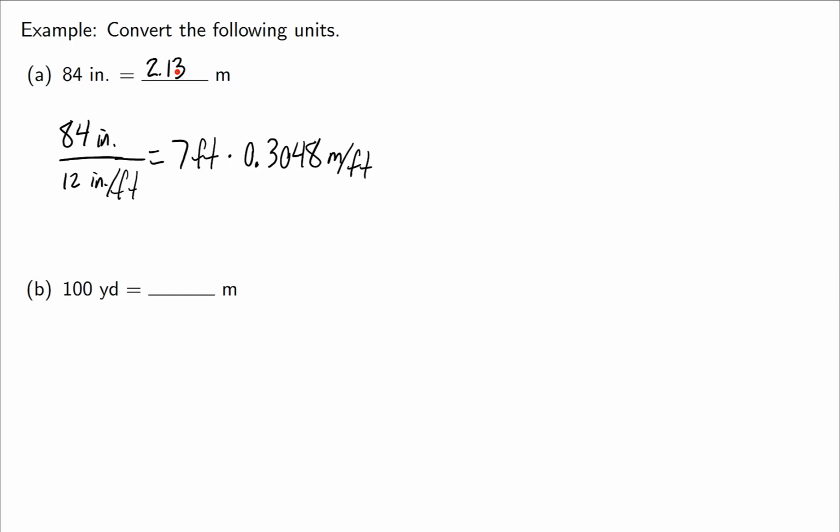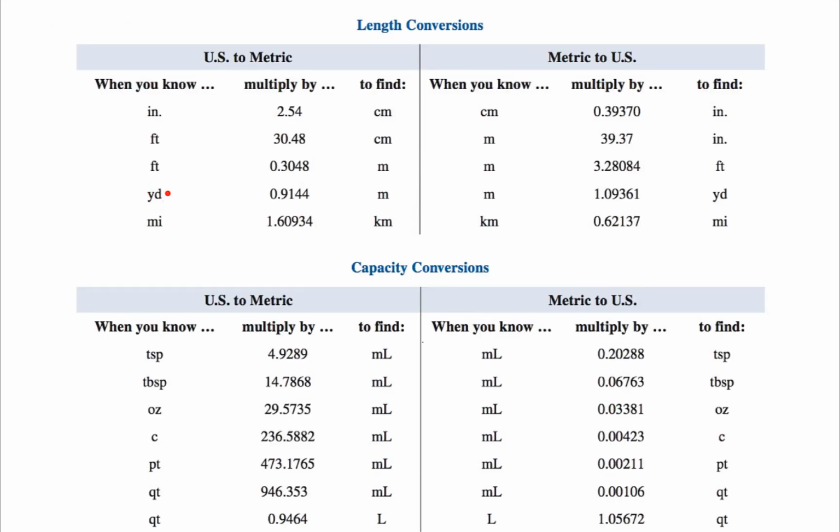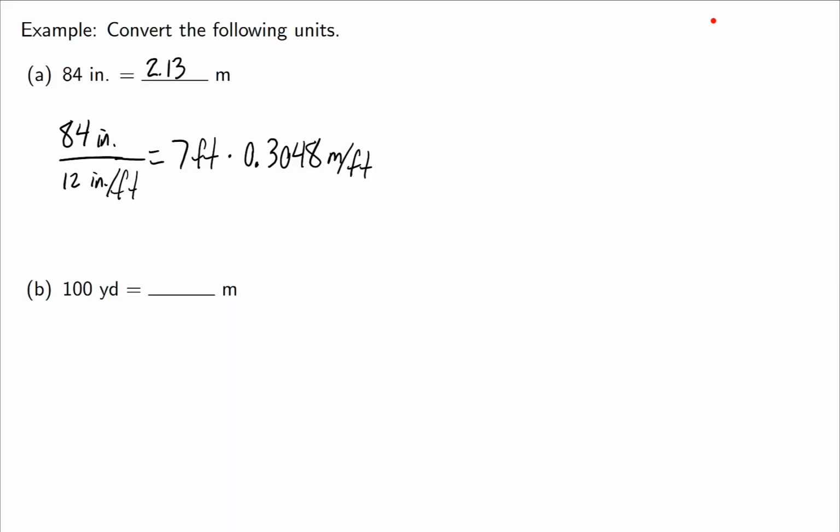Next example, 100 yards to meters. For going from yards to meters, let's look at our chart. Thankfully, yards to meters is directly in the chart, 0.9144. Let's use that. 100 yards times 0.9144. That is the number of meters in a yard. And I get 91.44 meters.